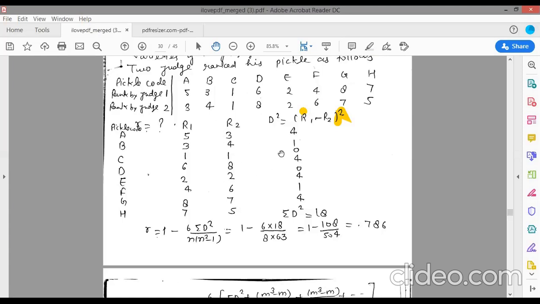After finding d square, you will get summation d square is equal to 18, and 1 minus 6 into 18 upon 8 into 63, then you will get the rank coefficient of correlation equal to 0.786 here.